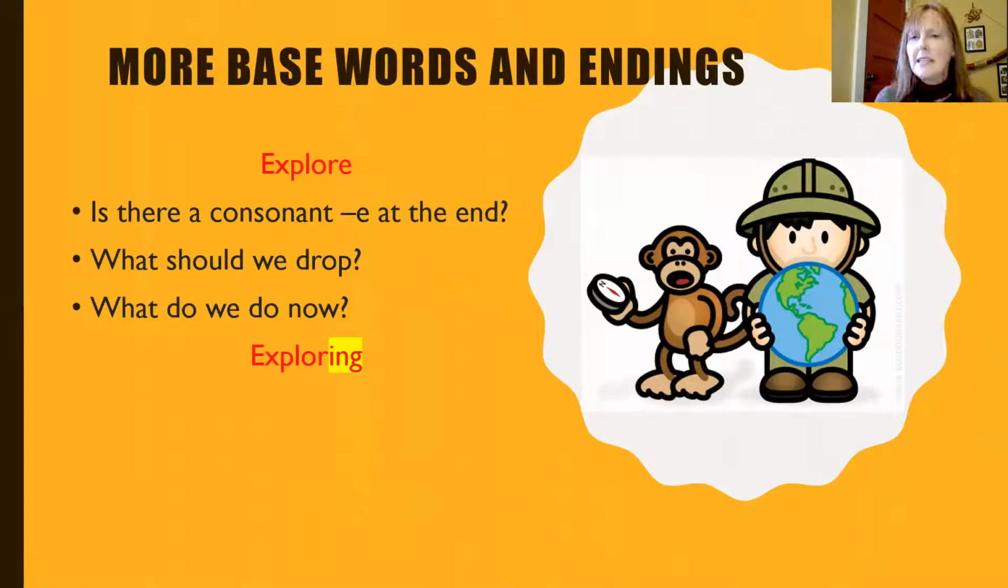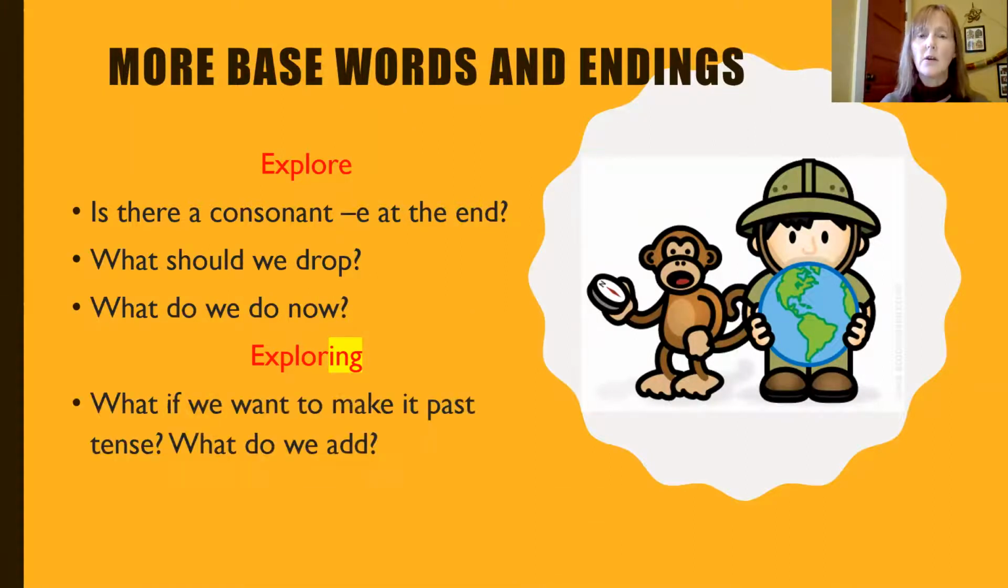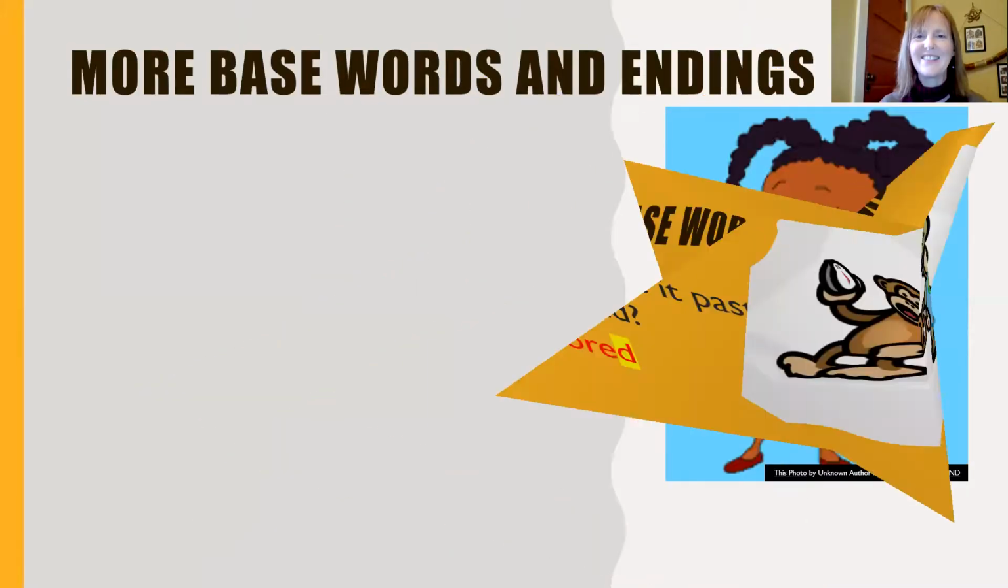Now, if we wanted to say that this boy and his monkey explored last year, in other words, in past tense, we are going to go ahead and leave the E there, and we're just going to go ahead and add a D. So explore becomes exploring, becomes explored. Okay, last one of these.